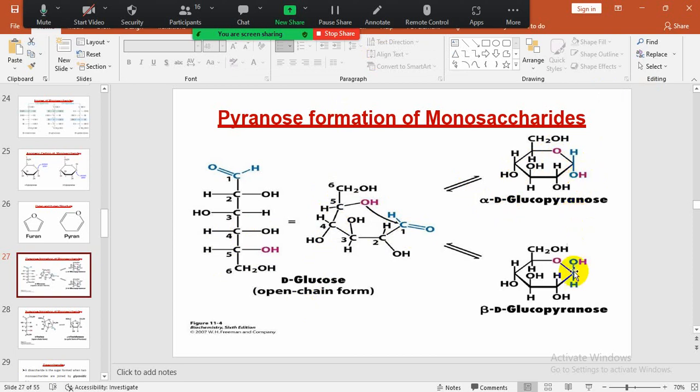But if the OH is pointing up, then it is what? Beta. Do you understand? So this is carbon 1. If the OH is pointing down, it is alpha. If the OH is pointing up, it is beta.